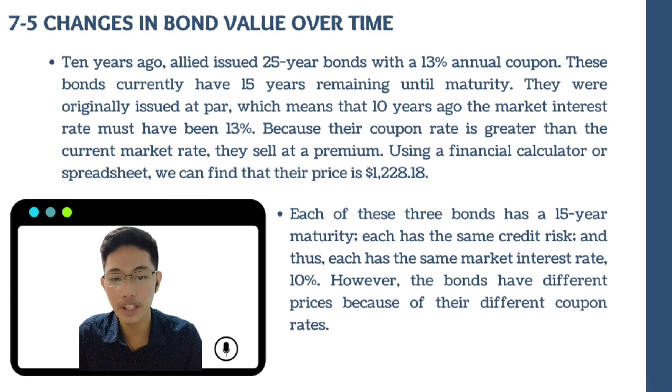If we use a financial calculator or a spreadsheet, we can calculate the price, which is $1,228.18. So for these examples, each of these 3 bonds has a 15-year maturity. Each has the same credit risk, and thus, each has the same market interest rate, 10%. However, the bonds have different prices because of their different coupon rates.